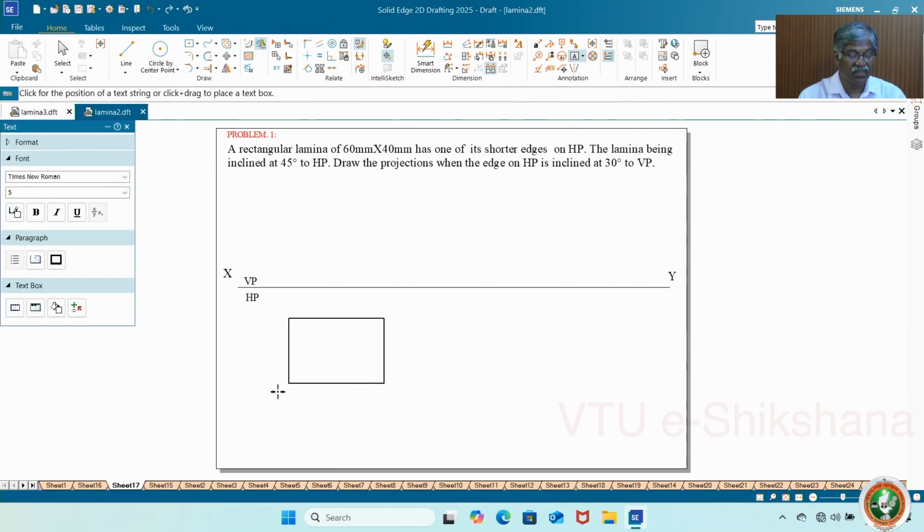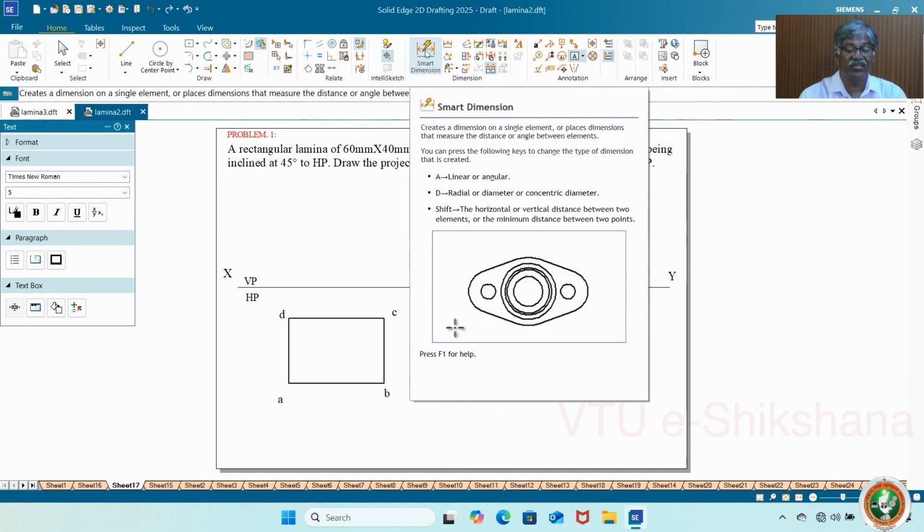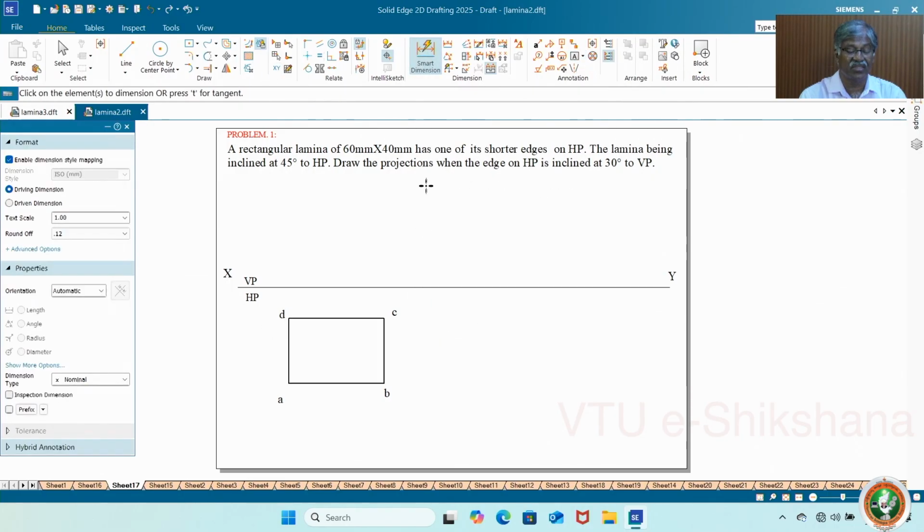So this is A, B. Normally we give A, B, C, D. Okay, A, B, C, D. Keep it a little away from the figure. Okay, and then dimension it. This is called smart dimensioning. Already we used it in straight lines and points.